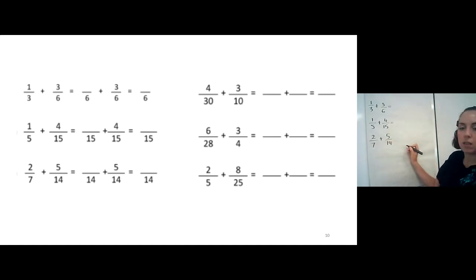On the right, we have 4 over 30 plus 3 over 10. We have 6 over 28 plus 3 over 4. And we have 2 over 5, you see that still, plus 8 over 25.